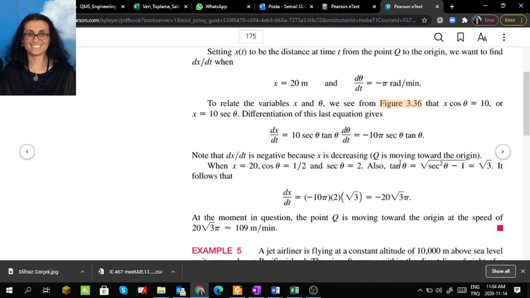So we put tan theta here, secant theta here, and we get that dx dt is equal to negative 10 pi times 2 times square root of 3. So at the end we get negative 20 square root of 3 pi. At the moment in question, the point Q is moving toward the origin at a speed of 20 square root of 3 pi, which is approximately 109 meters per minute, and the sign is negative because it is traveling towards the west. Okay, that's the end.